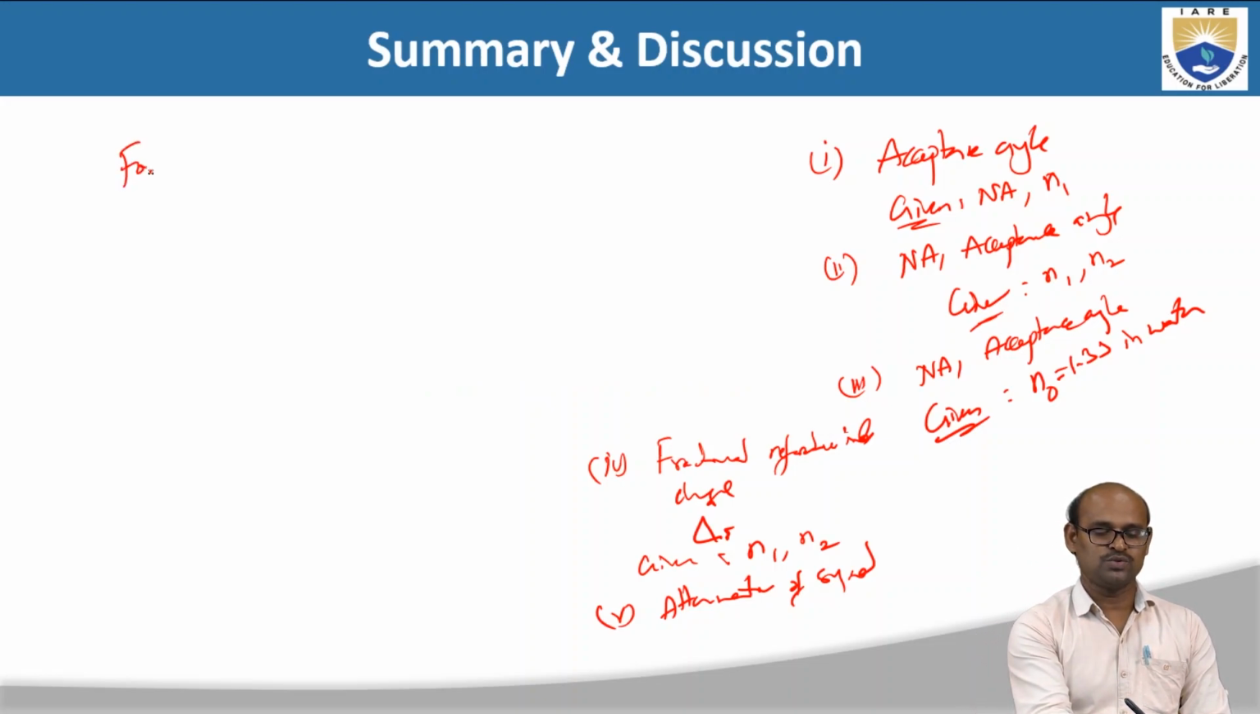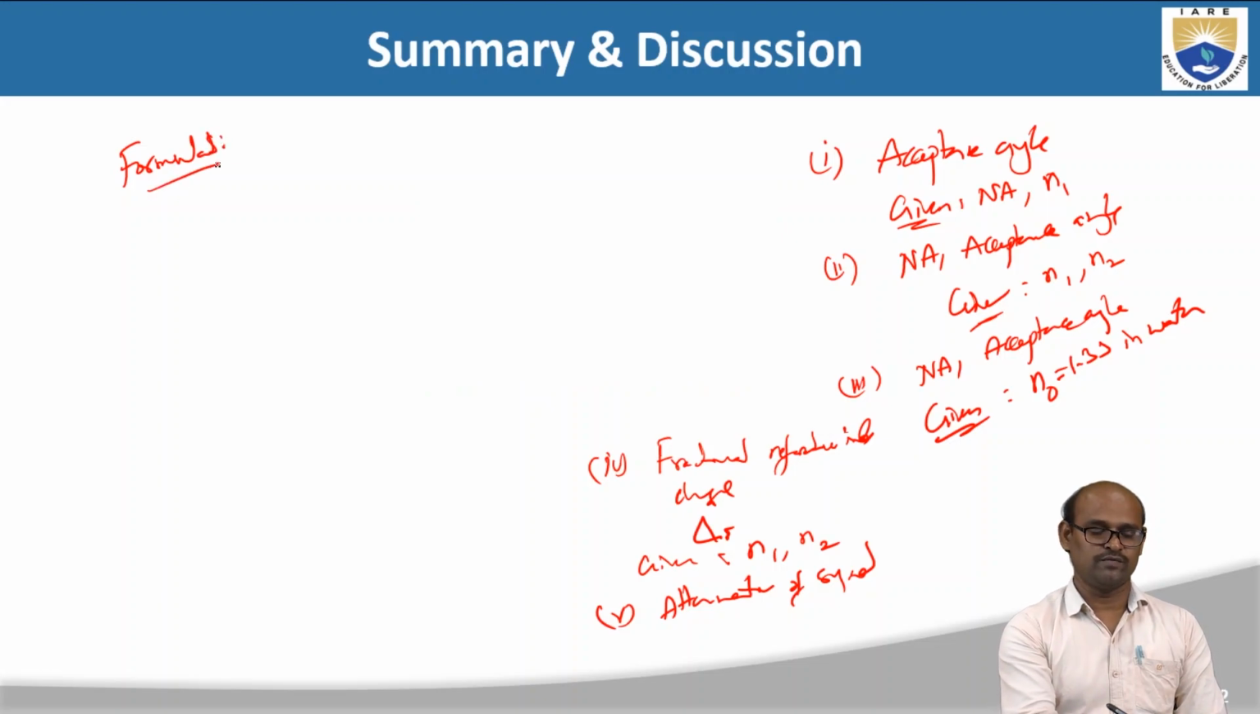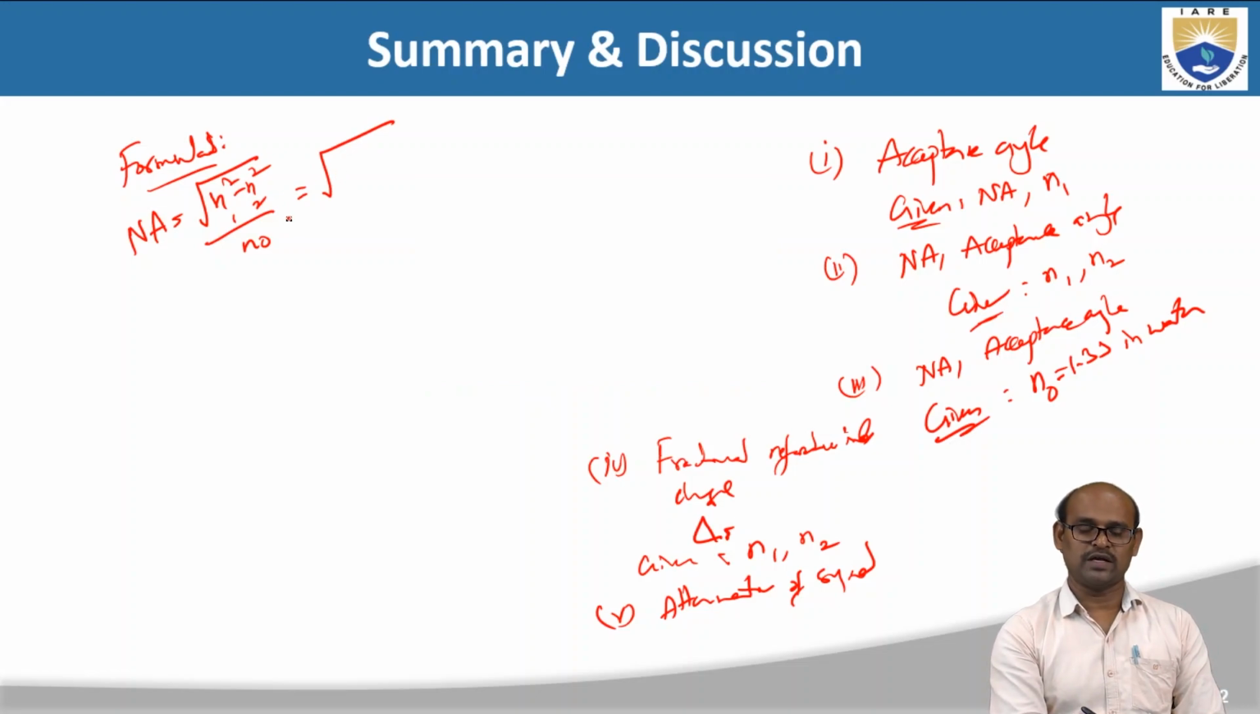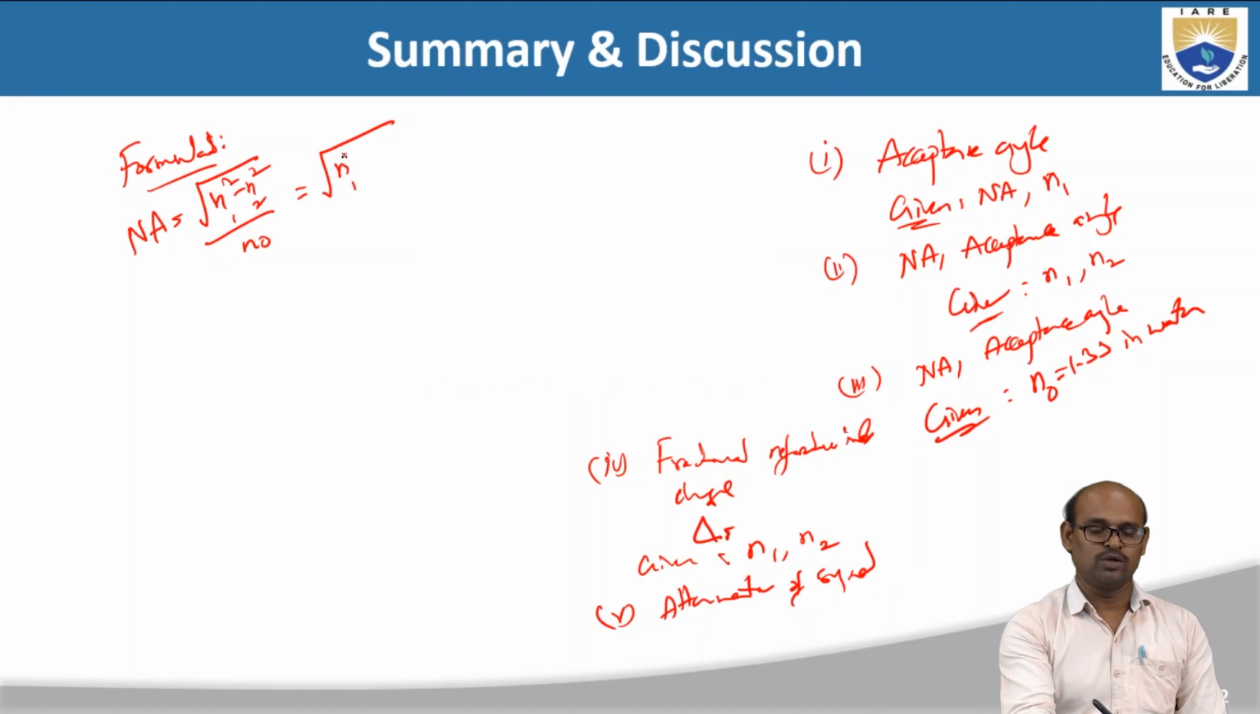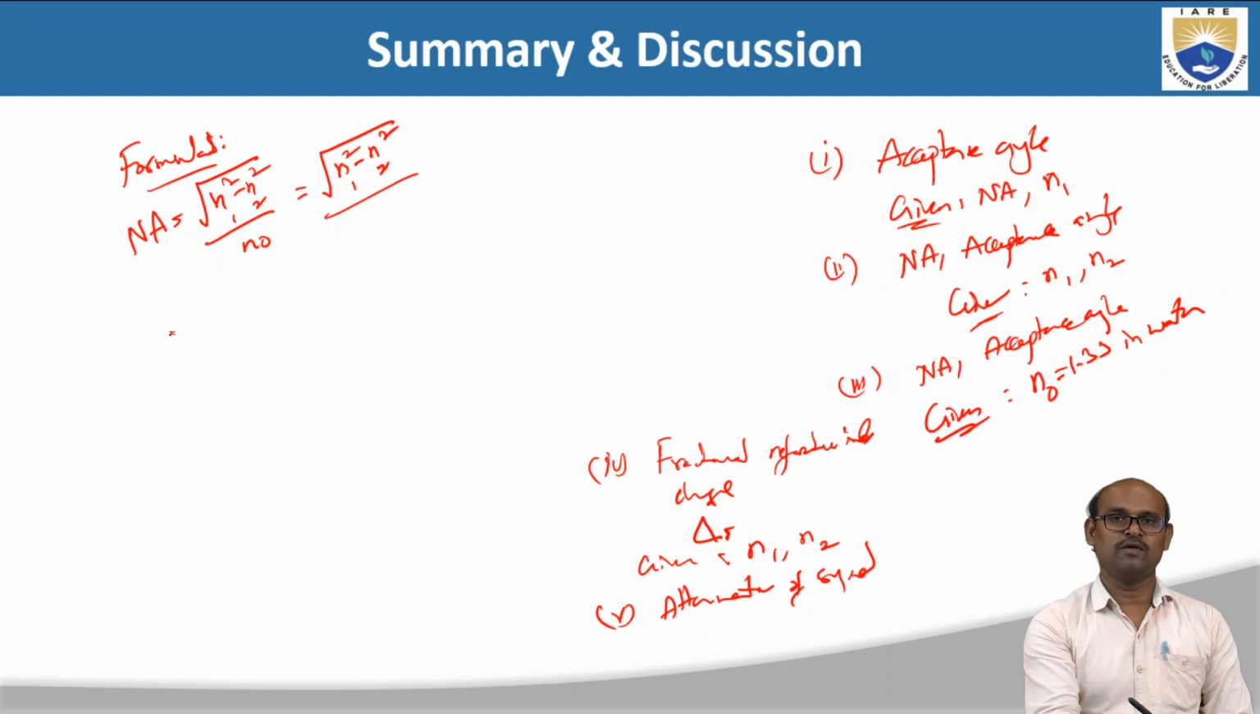Okay, so the formulas to note to solve the problems in optical fibers, starting first with numerical aperture. Numerical aperture is defined as square root of n1 square minus n2 square, divided by n naught. Generally n naught is the launching medium refractive index. It is mostly air, so we generally take numerical aperture as square root of n1 square minus n2 square. So this is the formula we use.